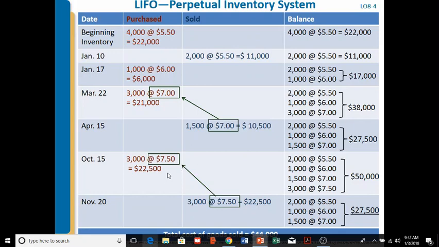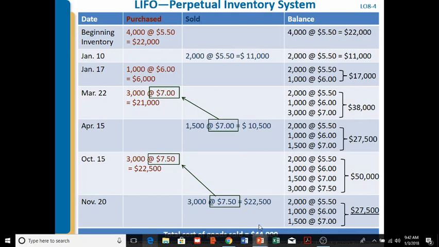On October 15, you purchase another 750, so you're going to add those units at that price, so you now have $50,000 worth of inventory. You sell 3,000 of those units, those are going to be the last items purchased, and it's exactly the same number of units, so that layer of 3,000 at 750 gets eliminated, and what you're left with is, again, the 2,000 units at 5.50, the 1,000 units at 6, and the 1,500 at 7.